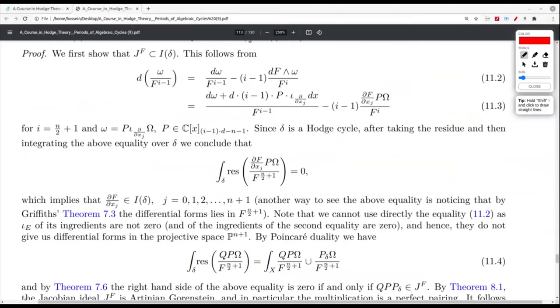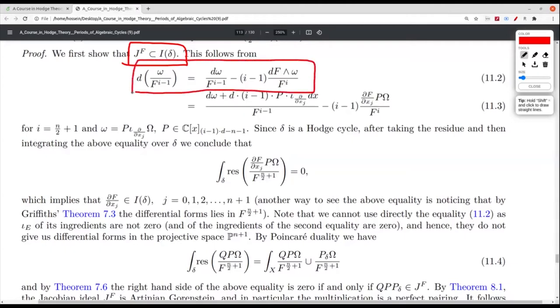The proof is not so difficult. First we show that the Jacobian ideal is inside the I delta. And for this one, we use this simple property of a differential. For the moment, forget this one. We will use this one for I a and half plus 1, and actually for a specific omega 4, but for the moment, just do not consider this.